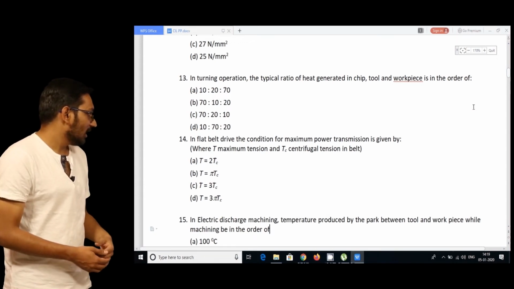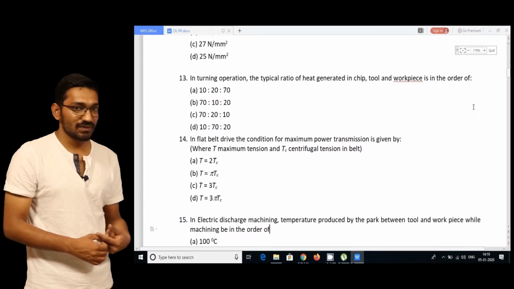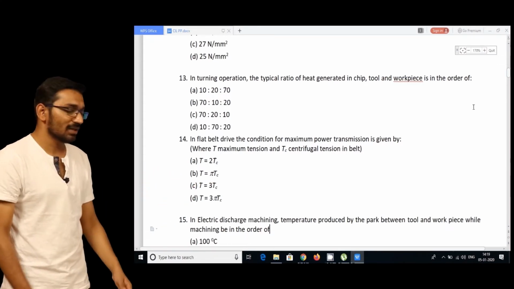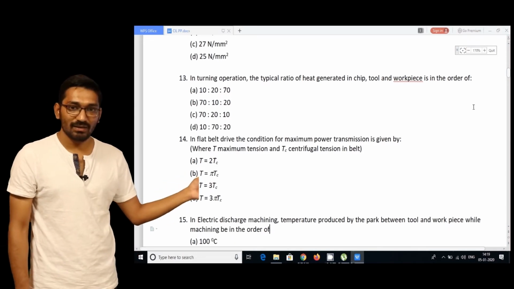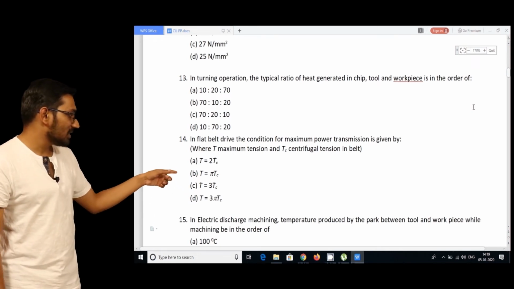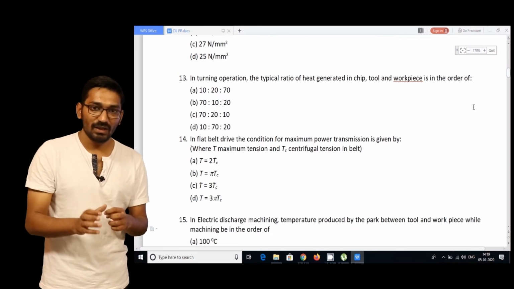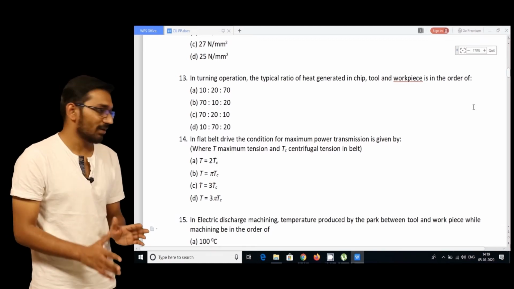Next is, in the flat belt drive, the condition of maximum power transmission is given by, where T is the maximum tension and TC is the centrifugal tension in the belt. This is a question in machine design from belt and rope drive. So here the option will be that the maximum tension will be equal to 3 times the centrifugal tension. Then only you will get the maximum power transmission capacity in the flat belt drive.